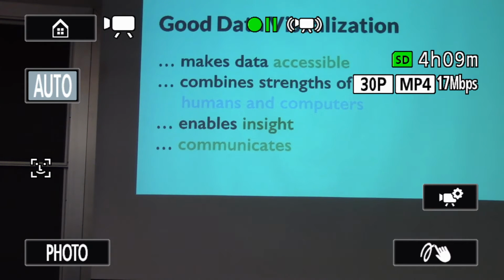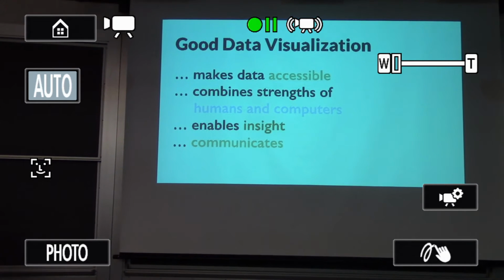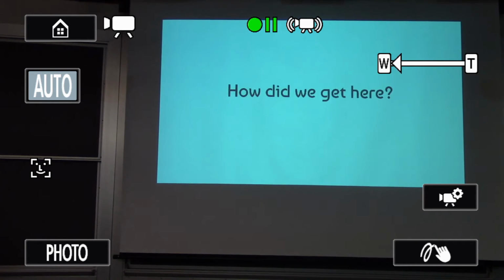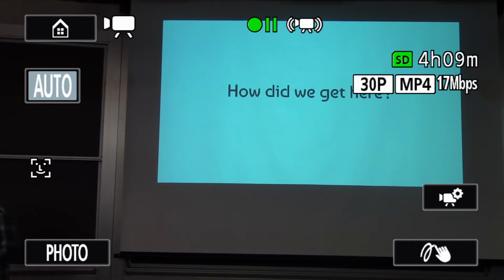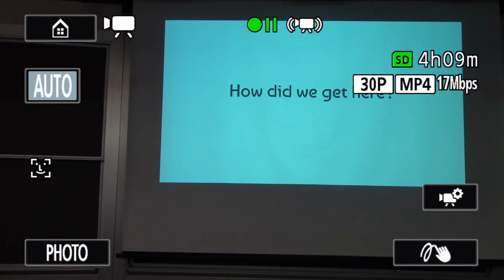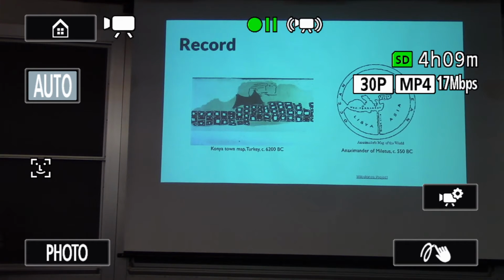Good data visualization is really about making data accessible and combining the strengths of humans and computers, and about enabling insight and about communicating. So let's talk a little bit about the history of visualization. How did we get here? Of course, all of it started with visualizations that had some kind of spatial relationship.